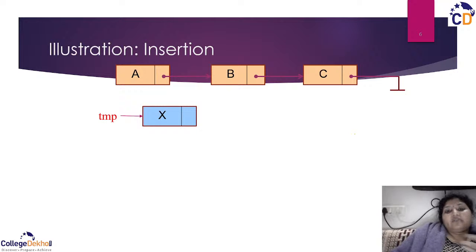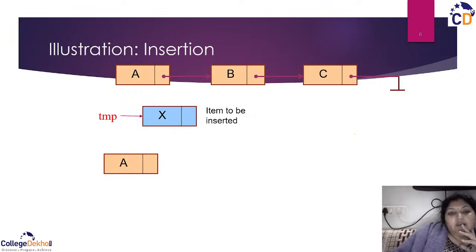So suppose we have such kind of linked list. A is connected to B and the third element is C, and C is the last element of the linked list. Now we want to insert the item, that is X, in between the elements of this list. Let us see that part, right?